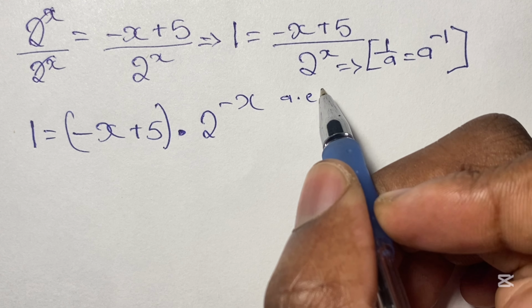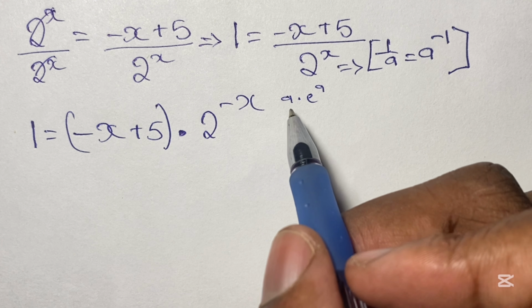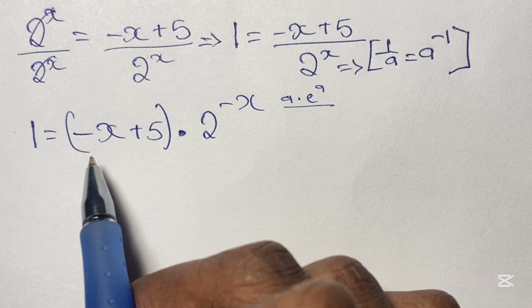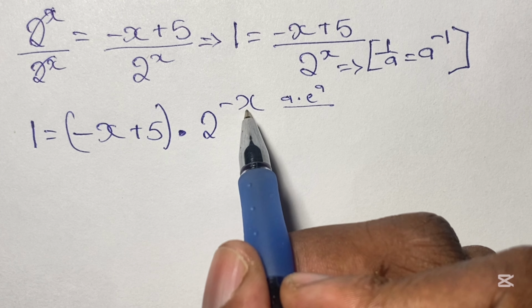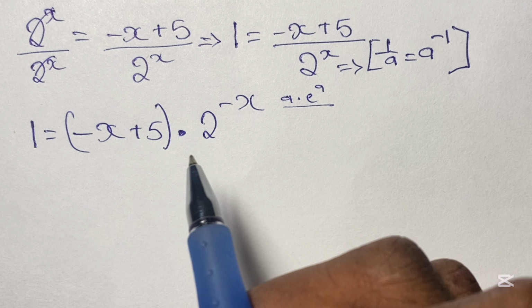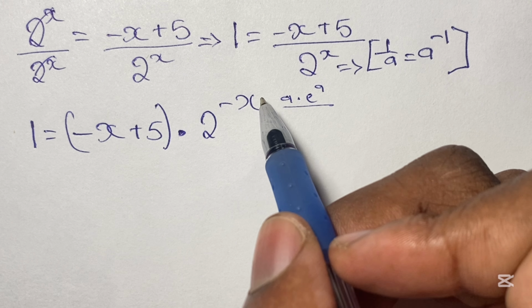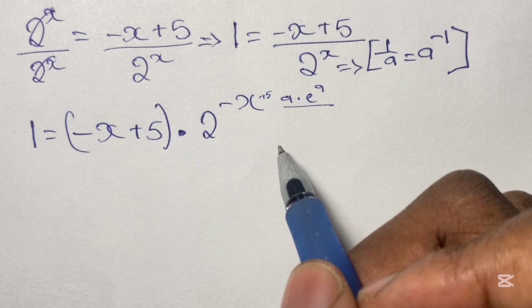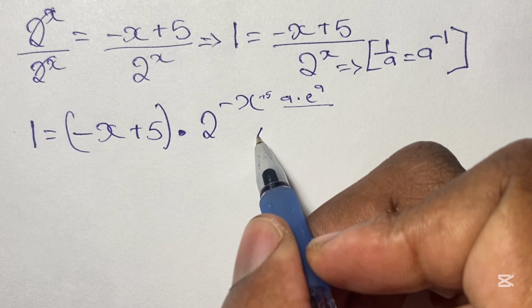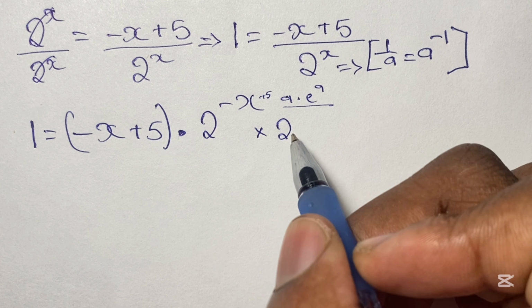As we are writing our equation in the form of a times e to the power of a, when we look here, we see we have a negative x and we also have negative x in the power. But here we have a plus 5 and we also need that plus 5 in the power. How do we get it here? We can multiply this by 2 to the power of something.